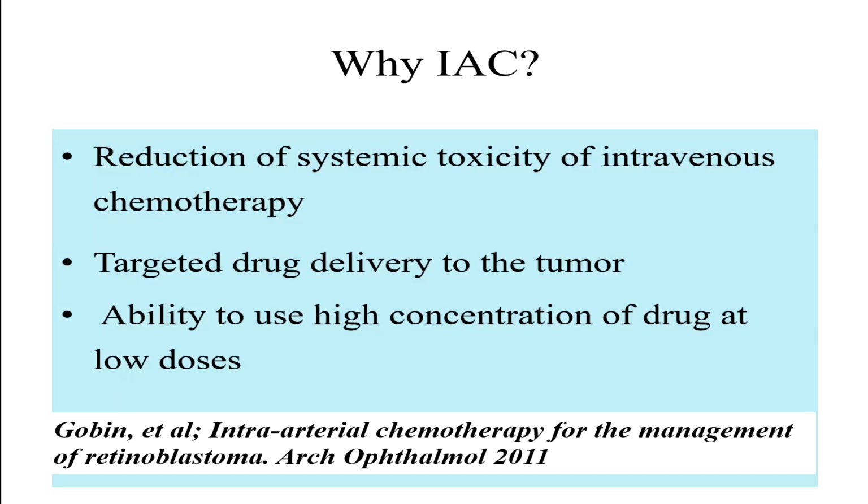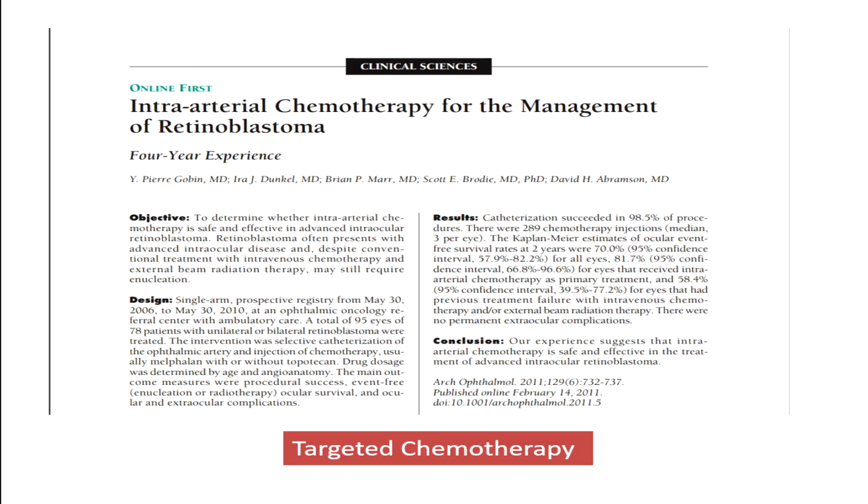Now the question arises is, why do this at all? We all know that when we give intravenous chemotherapy, there can be toxic side effects that can involve all the cells in the body. So here the rationale of IAC is reduction of systemic toxicity of intravenous chemotherapy and providing targeted drug delivery to the tumor. It also offers an opportunity to use high concentration of drug at low doses, since there is no systemic exposure. This was the paper that was published by Dr. Abramson, Dr. Gobin and their team, and these were the initial results of using intra-arterial chemotherapy for the management of retinoblastoma.